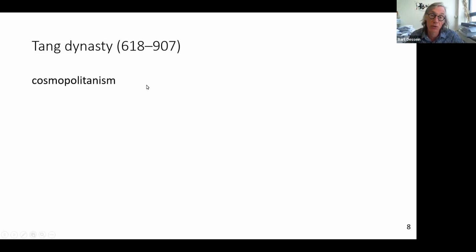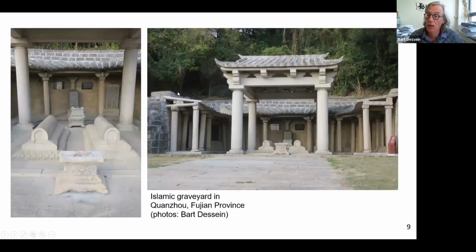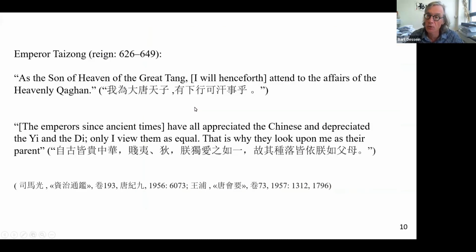And this is, for instance, to be seen with Islam. Here we have an Islamic graveyard in Fujian province, that is the east coast of China. So it really shows that Islam, in the 7th century, had become a very important religion in China. And this was interpreted in a very Confucian way.